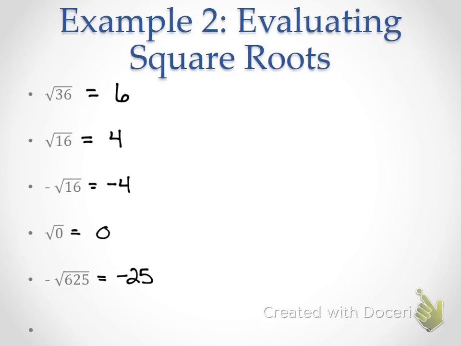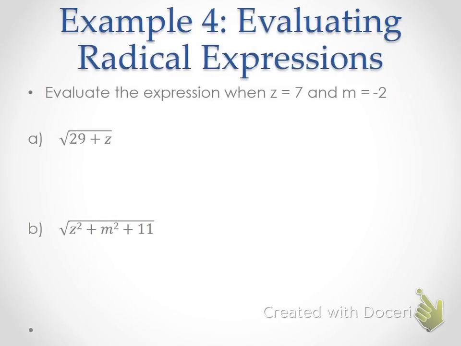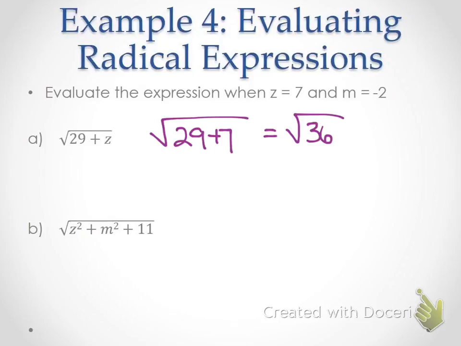What if we're evaluating square root radical expressions? So now there's actually work to be done underneath the radical. I have to make a substitution and then evaluate. All right, so go ahead and plug in your value for z and then take the square root. What do I substitute for z? What value? 7. So 29 plus 7 is what? 36. So square root of 36 is 6.